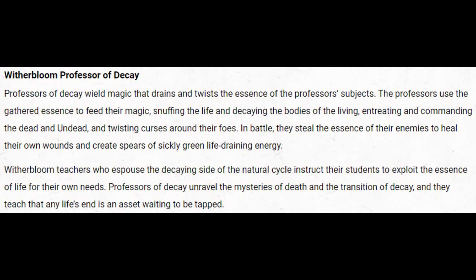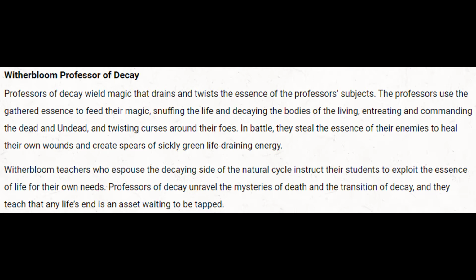Today I'm doing a blind stat block reading of the Witherbloom Professor of Decay from Strixhaven's Curriculum of Chaos. Professors of Decay wield magic that drains and twists the essence of the professor's subjects. The professors use the gathered essence to feed their magic, snuffing the life and decaying the bodies of the living, entreating and commanding the dead and undead, and twisting curses around their foes.